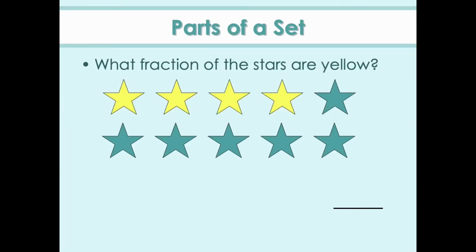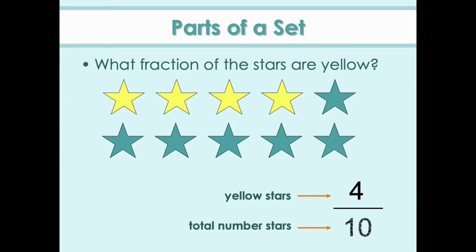What fraction of the stars are yellow? So count the yellow stars. There's 1, 2, 3, 4. There are 4 yellow stars. 4 is our numerator. Now, to find our denominator, we are going to count the number of total stars. There's 1, 2, 3, 4, 5, 6, 7, 8, 9, 10. We have a total of 10 stars. So our fraction is 4/10. So 4/10 of the stars are yellow.